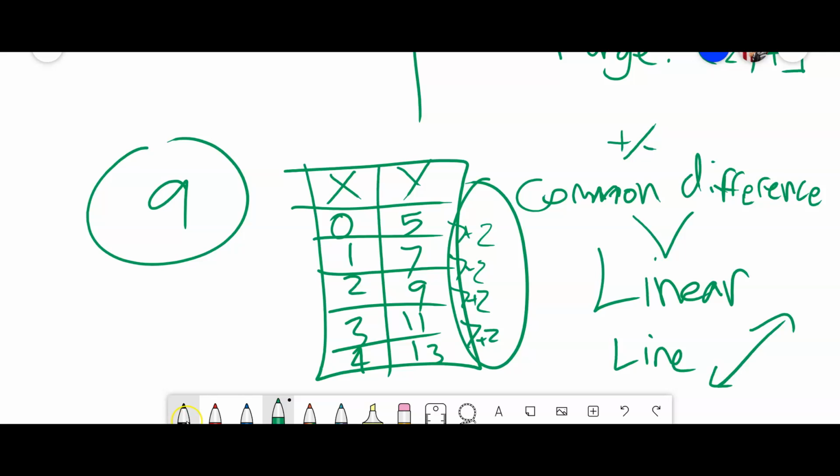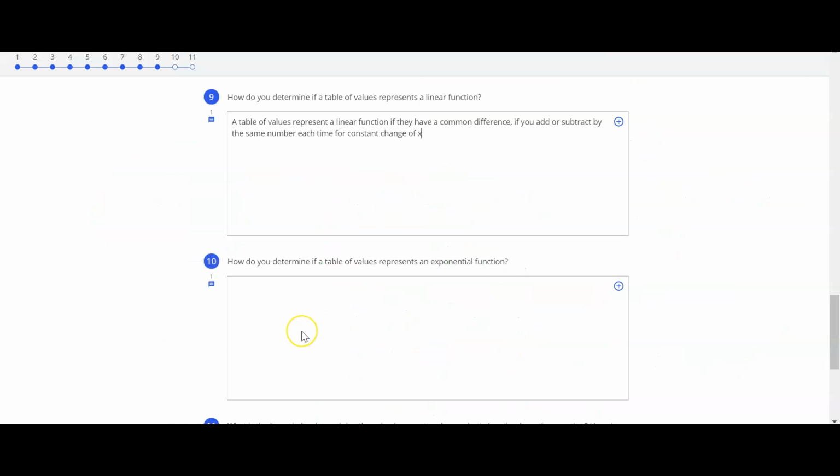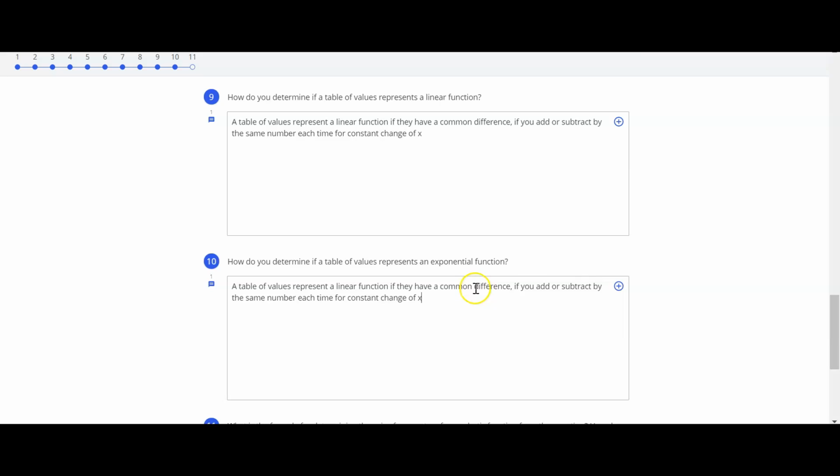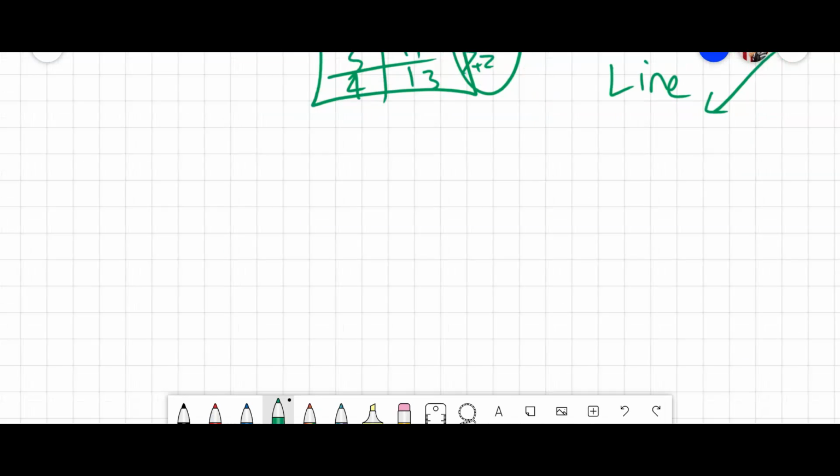All right. But what's the next one? How do you determine if the values represent an exponential function? Okay. So I'm going to just modify what we just did. Common ratio. Instead of adding or subtracting, you're going to multiply or divide by the same number each time for a constant change of x. Cool. So let me show you what I mean by that on number 10 here.